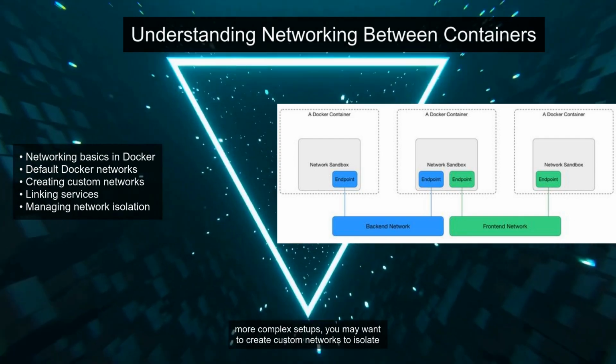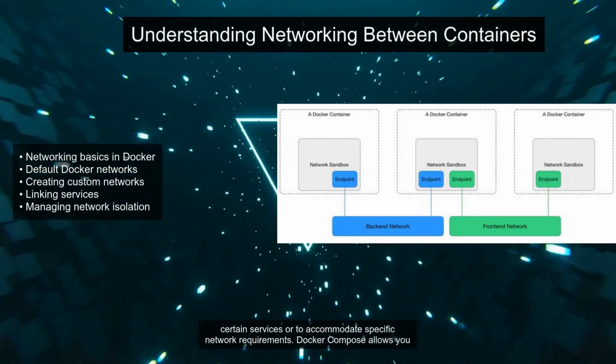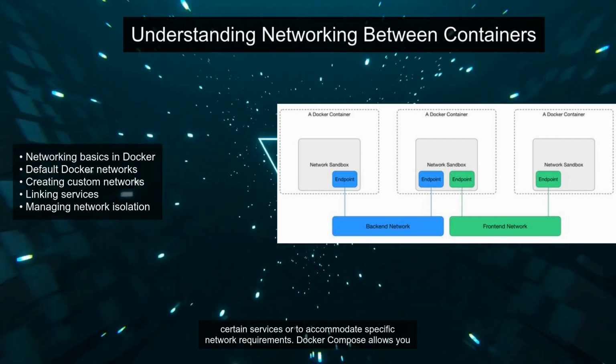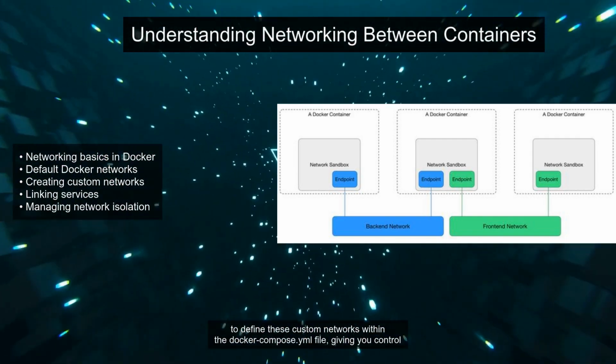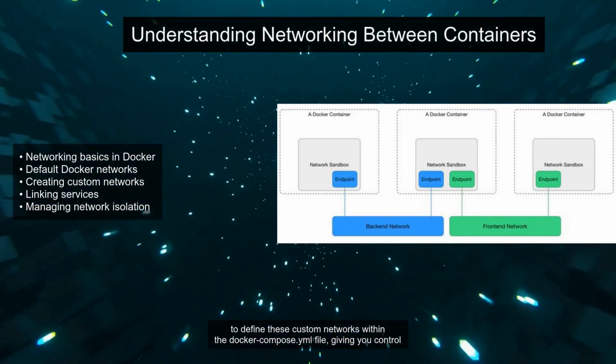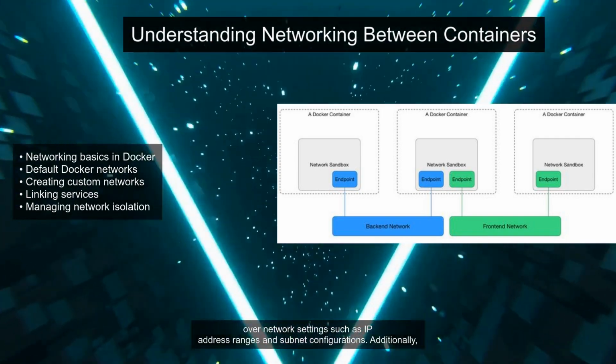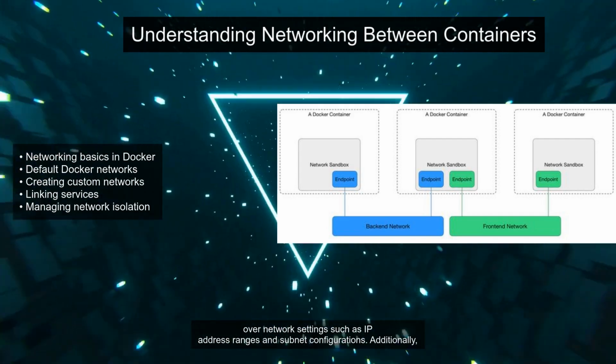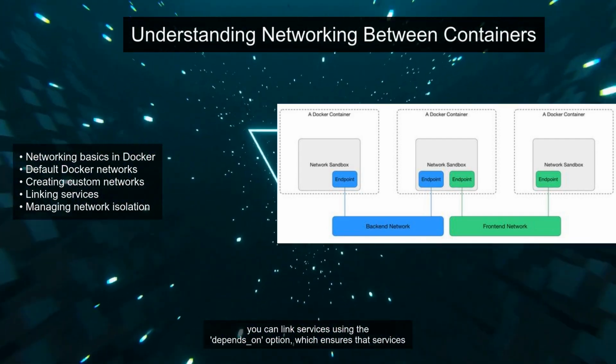However, in more complex setups, you may want to create custom networks to isolate certain services or to accommodate specific network requirements. Docker Compose allows you to define these custom networks within the docker-compose.yml file, giving you control over network settings such as IP address ranges and subnet configurations.